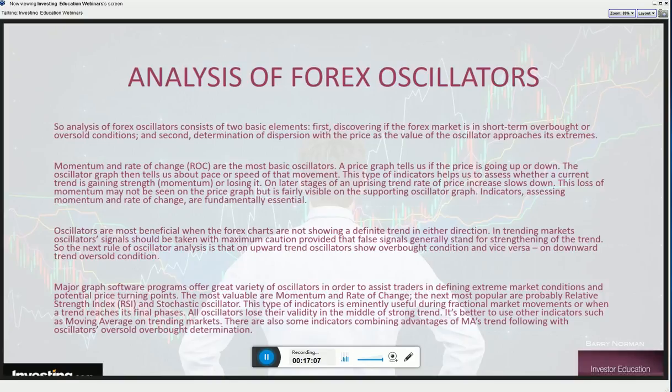This type of indicator is eminently useful during fractional market movements or when a trend reaches its final phase. All oscillators lose their validity in the middle of a strong trend. It's better to use other indicators such as moving averages on trending markets. There are also some indicators combining the advantages of moving average trend following with an oscillator's oversold and overbought conditions.